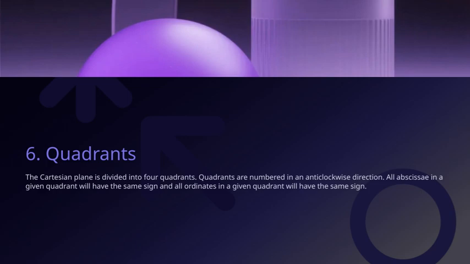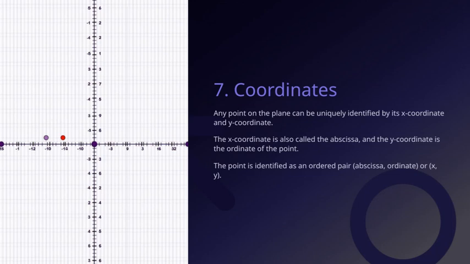Let's talk about the point itself. It is identified as an ordered pair, which you can think of as abscissa, ordinate, or more simply, x, y. The first part, the x-coordinate, is also called the abscissa. The second part, the y-coordinate, is called the ordinate. These two values work together to precisely locate any point on the plane. Essentially, any point can be uniquely identified by its x and y coordinates.